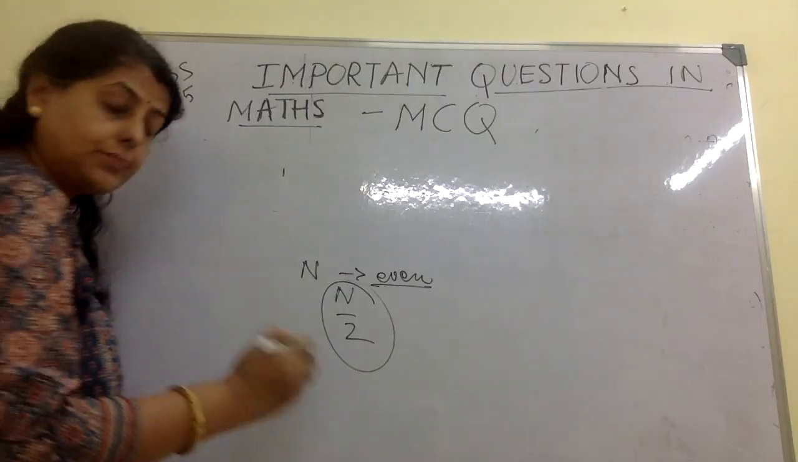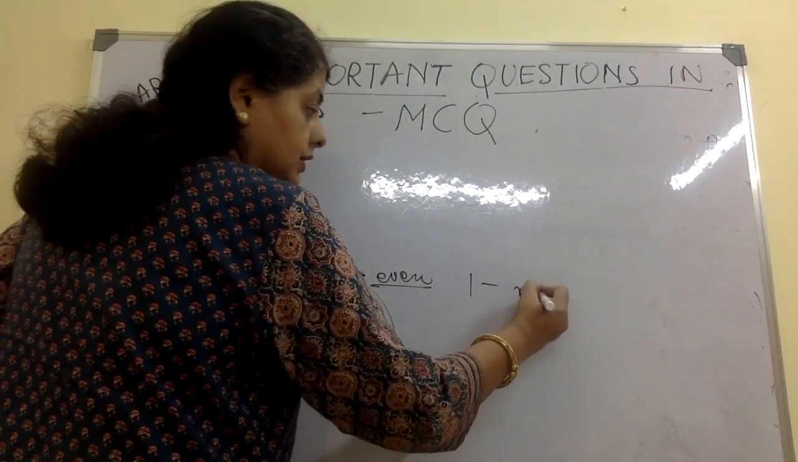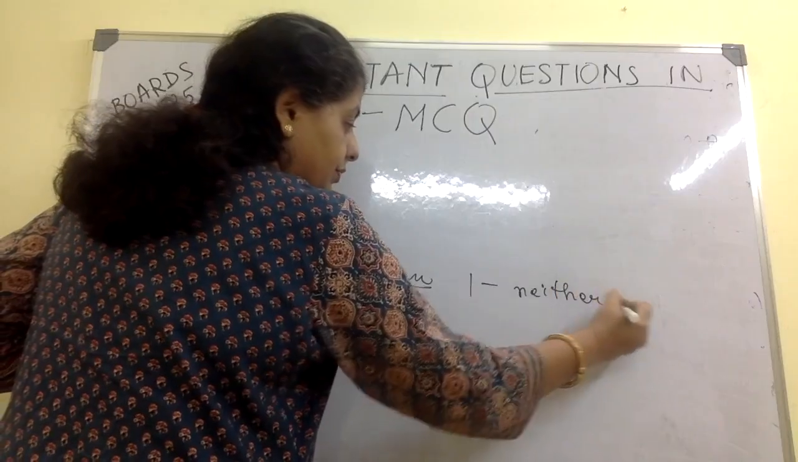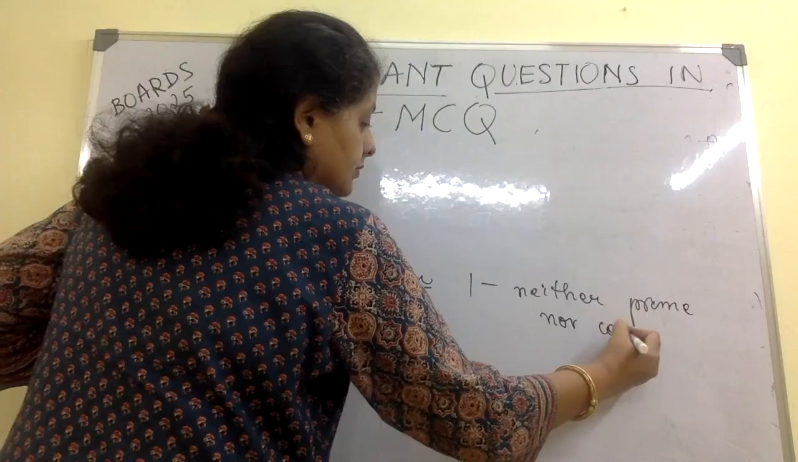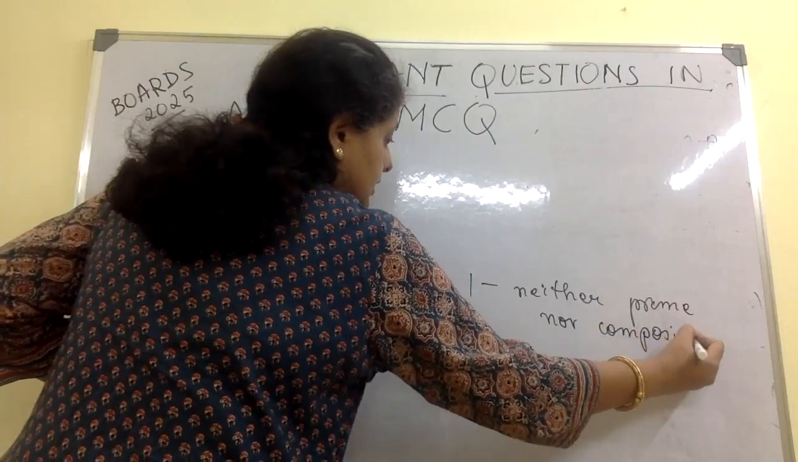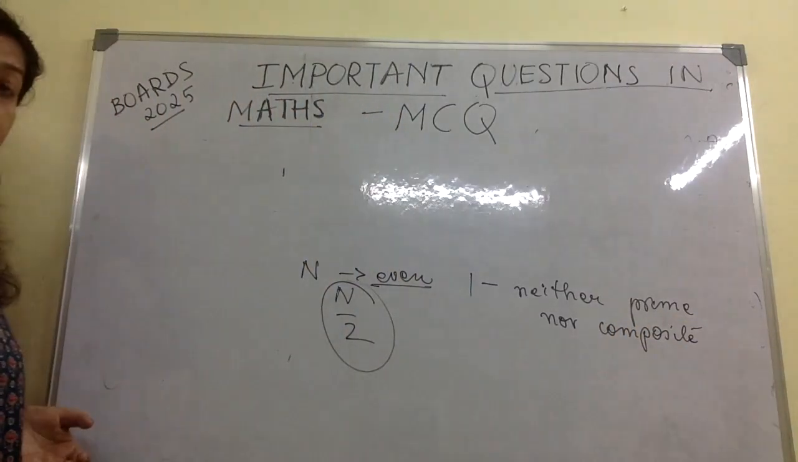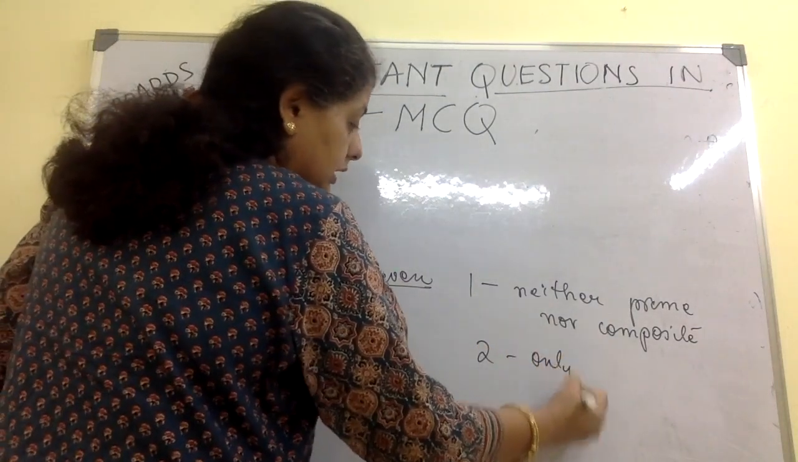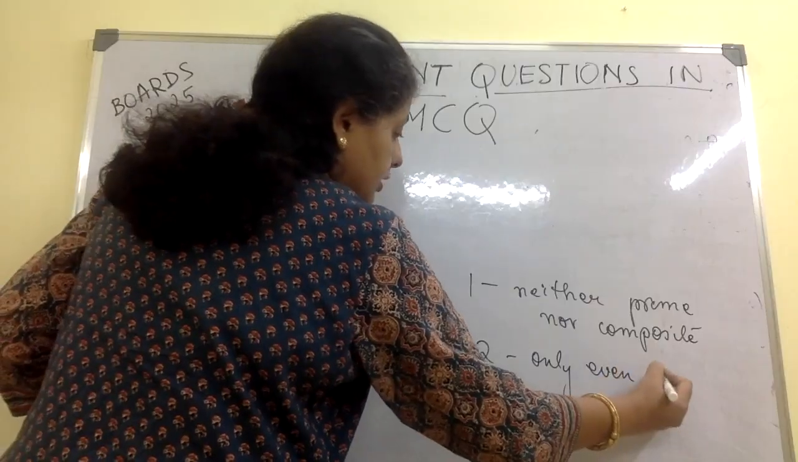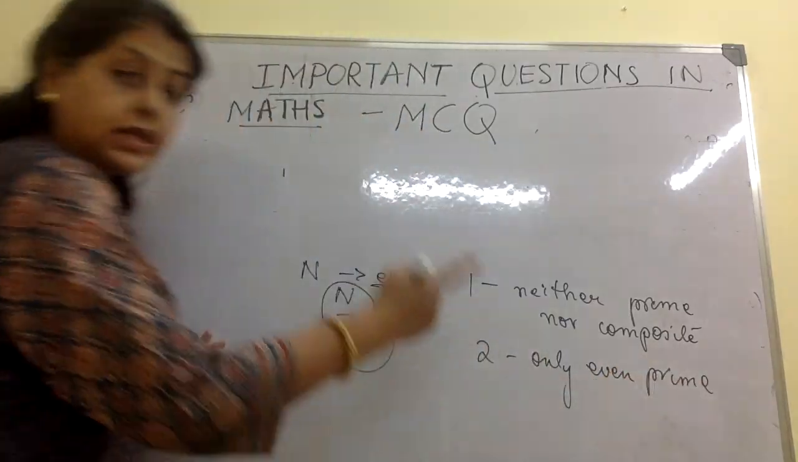Then for probability, I am telling you, 1 is neither prime nor composite. This is required for your probability. 1 is neither prime nor composite. 2 is the only even prime. The only number which is even as well as prime is the number 2.